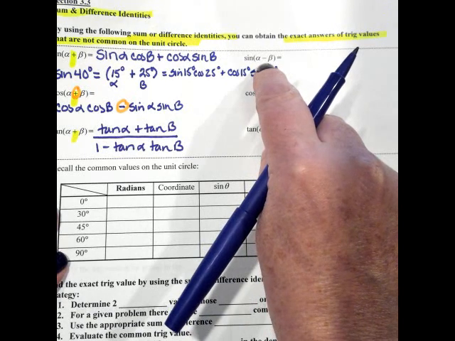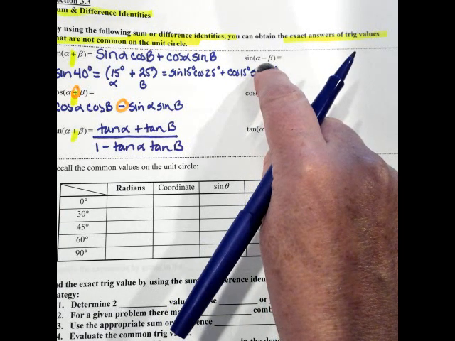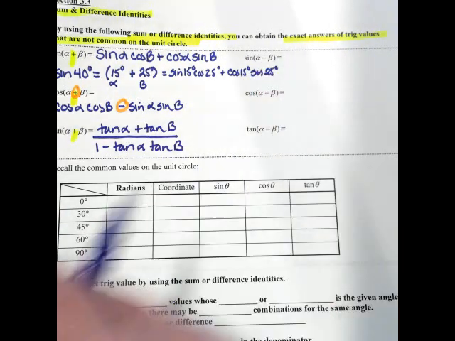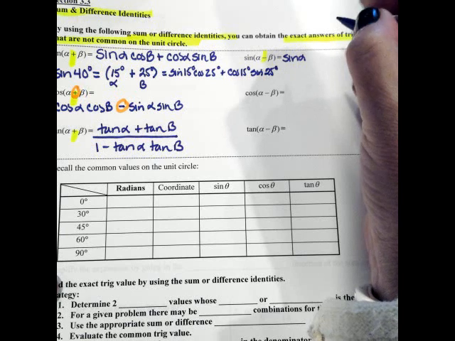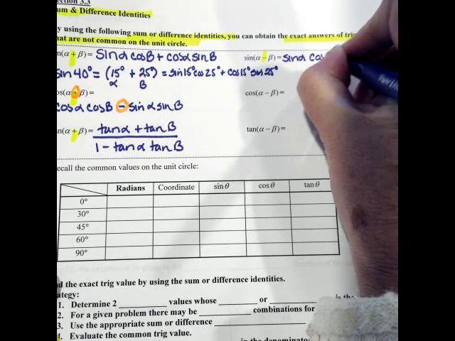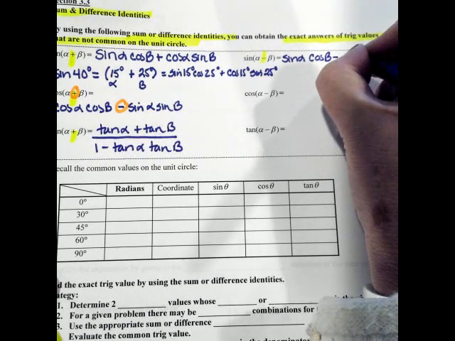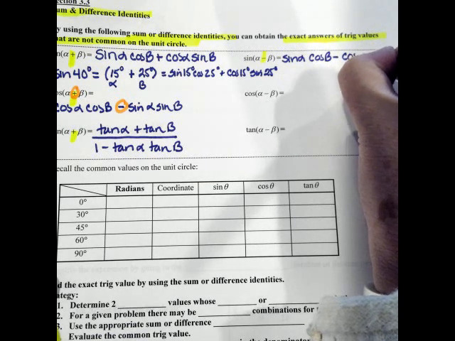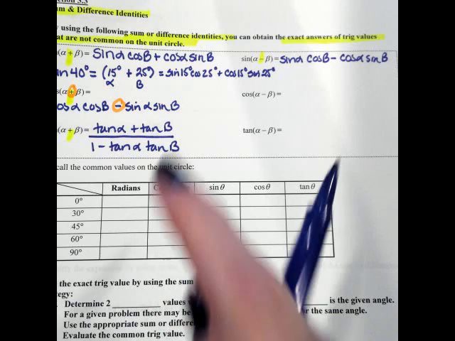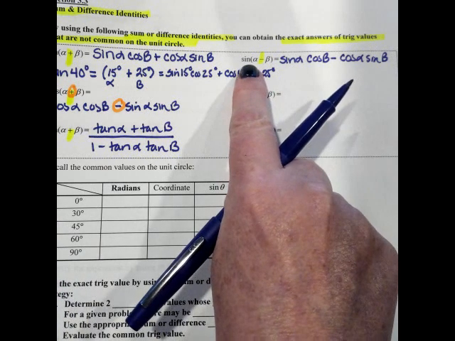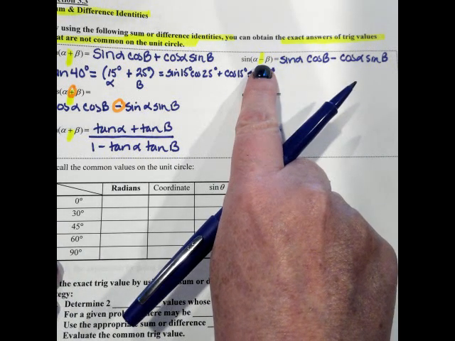So now let's take a look at the difference. You may find two angles that you need to subtract. So again, my difference formula for sine is going to be sine alpha, cosine beta, minus cosine alpha, sine beta. So if you need to subtract two angles and you want to find the sine of an angle, you would pick the sine difference formula.